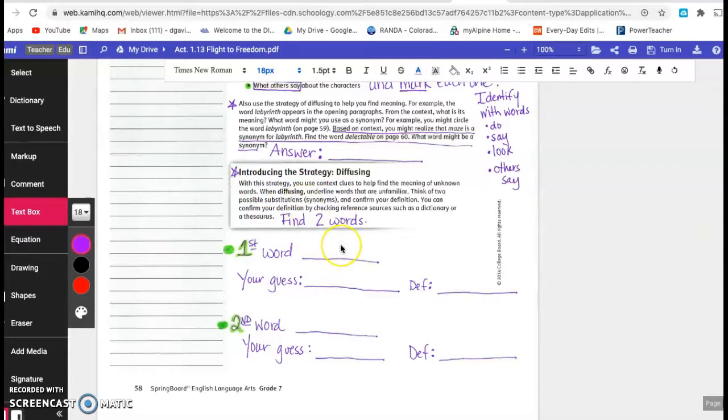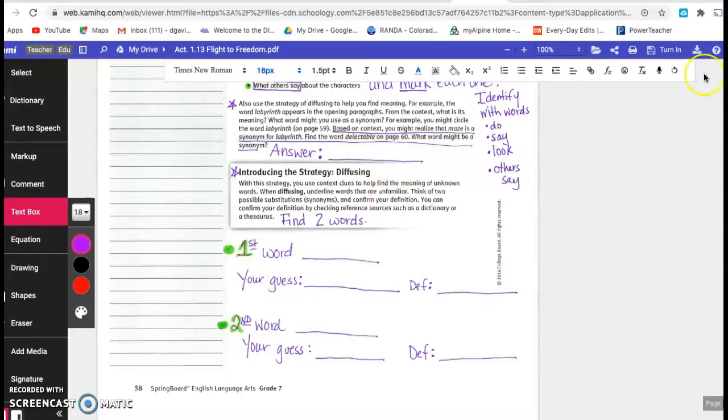It says, with this strategy, you use context clues to help find the meaning of unknown words. When diffusing, underline words that are unfamiliar. Think of two possible substitutions, which are synonyms, words that are similar, that mean the same, that help you figure out what the word means. And then confirm your definition. You can confirm your definition by checking reference sources such as a dictionary or thesaurus.